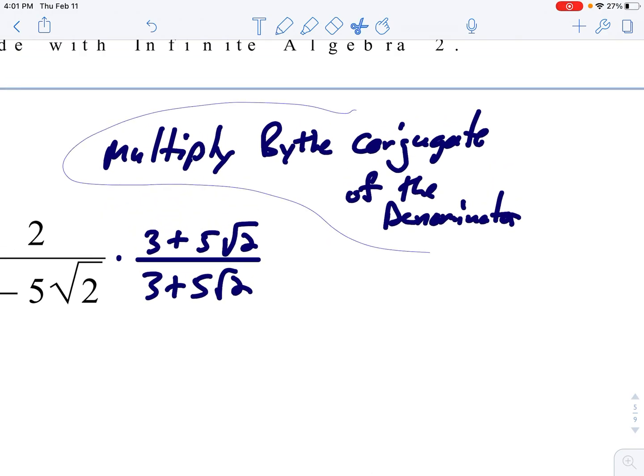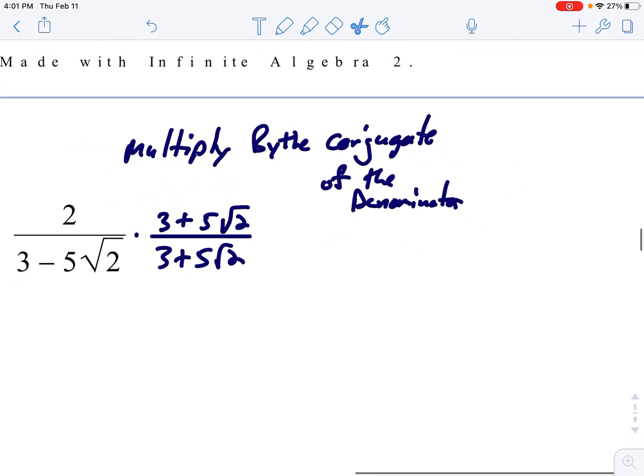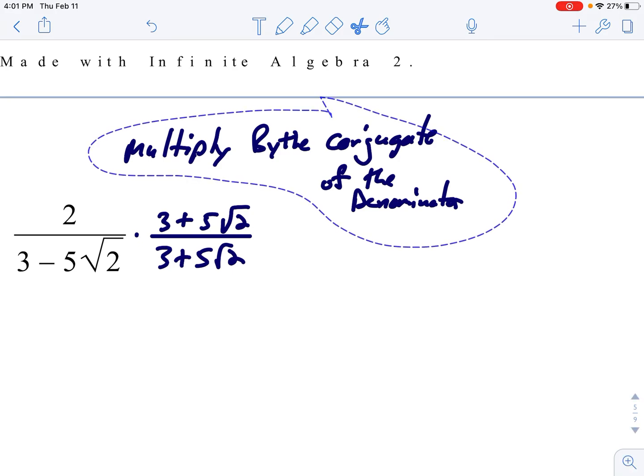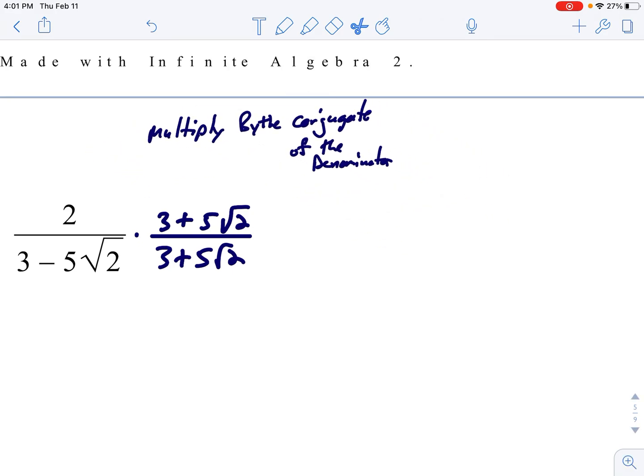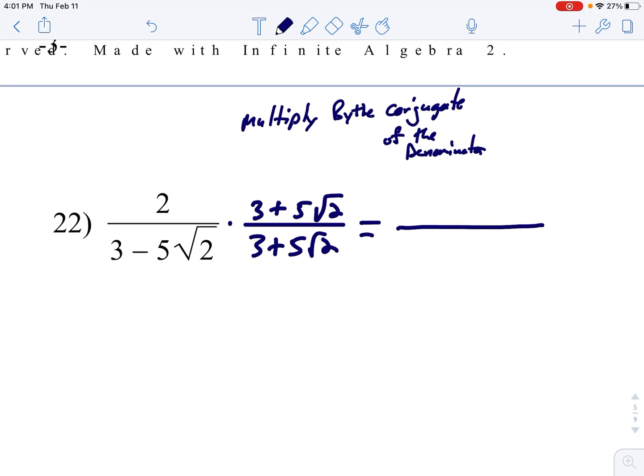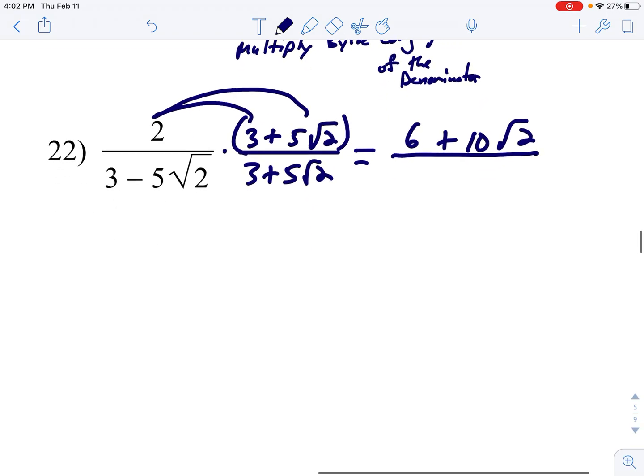Now, I realize that this is about to get in my way. So I will try to shrink that down and get it out of the way. There we go. All right, so how do we do this? Well, the top is pretty easy. Put this in parentheses and distribute. That's going to be 6 plus 10 square root of 2. No big deal. What about the bottom?